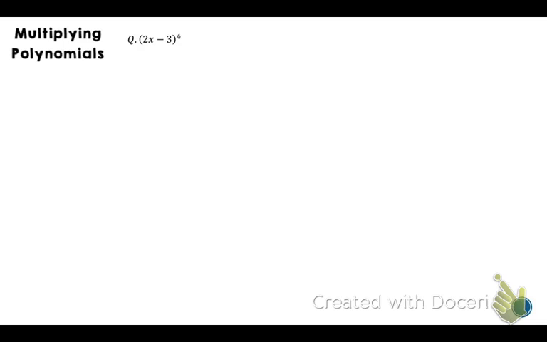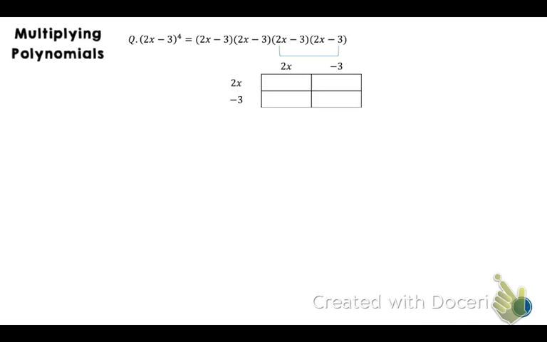Now let's get into this thing. So 2x minus 3 to the 4th power. Well, remember when we had it to the 2nd power, that means that we had 2 of them, right? Well, to the 4th power means we have 4 of them. So let's just start doing this. So we're going to start with those two right there on the right. So I'm going to use the box. 2x minus 3, 2x minus 3. Well, that's 4x squared minus 6x minus 6x plus 9. So that's 4x squared minus 12x plus 9.